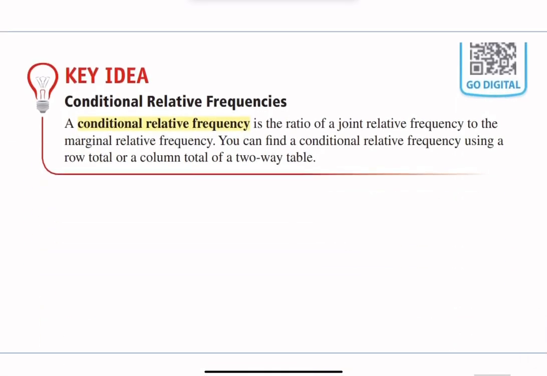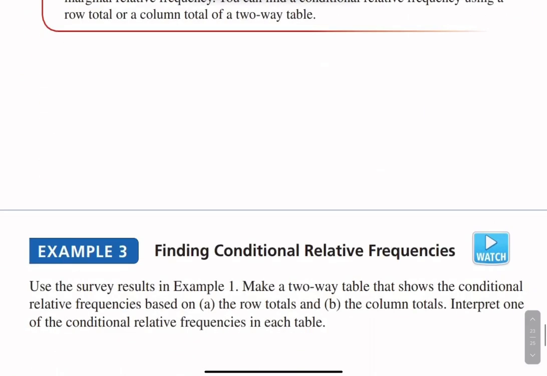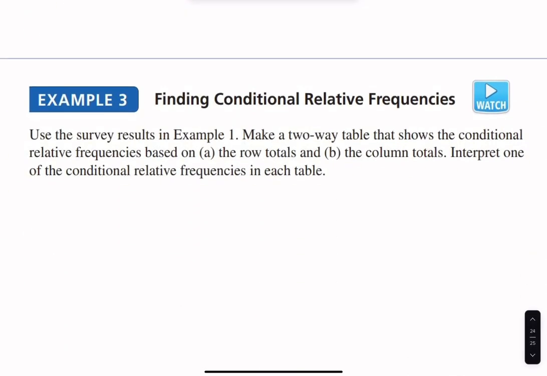All right, next, conditional relative frequencies. A conditional relative frequency is the ratio of a joint relative frequency to the marginal relative frequency. You can find a conditional relative frequency using a row total or a column total of a two-way table. So, for example 3, use the survey results in example 1.